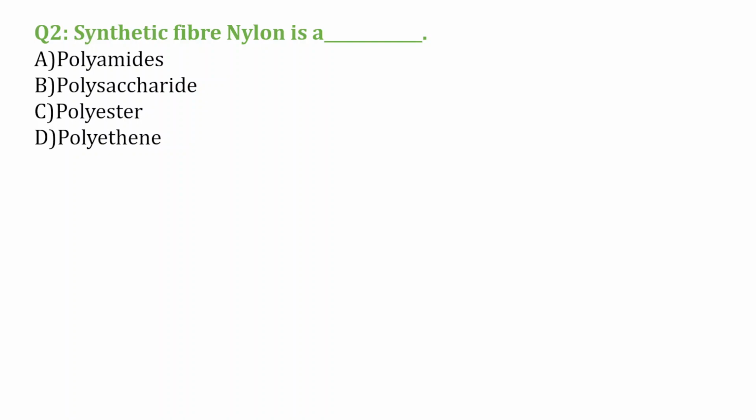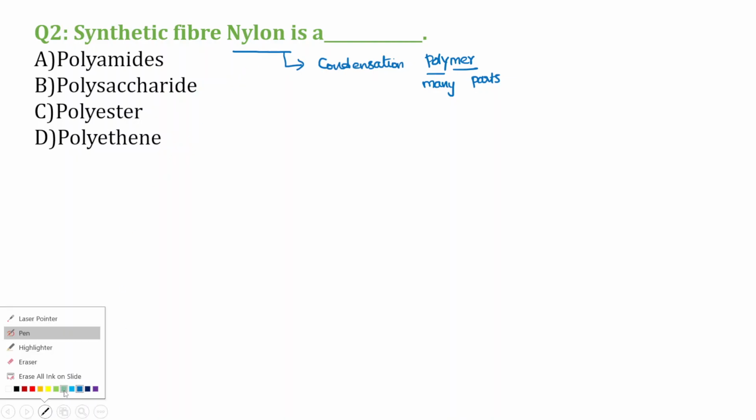Synthetic fiber nylon is whether polyamide, polysaccharide, polyester or polyethylene. That's the question to you. Basically, you must have an idea about what nylon is all about. Nylon is basically a condensation polymer. What is a polymer? Poly stands for many, mer stands for parts. So many parts are going to join together to form nylon. Let us see one such example of nylon preparation, nylon 6,6.